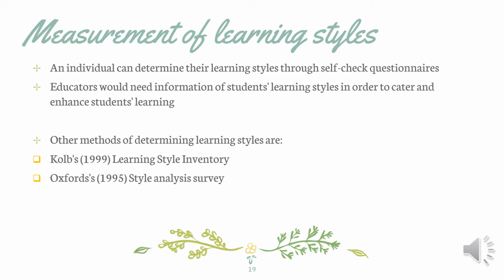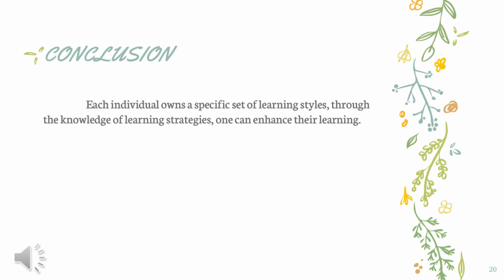Other methods of determining learning style are Cohen's 1999 Learning Style Inventory, and also Oxford's 1995 Style Analysis Survey. The conclusion for this part of the chapter is that each individual owns a specific set of learning styles. Through the knowledge of learning strategies, which we will be discussing later, one can enhance their learning.